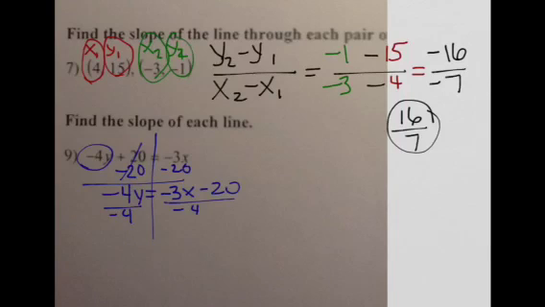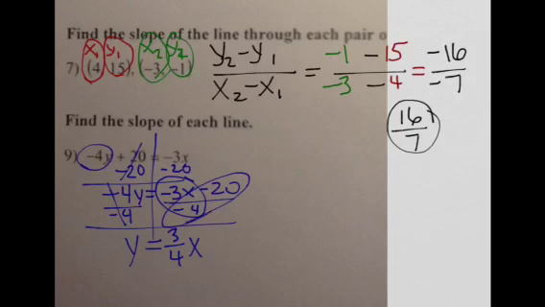All right, so let's go ahead and finish that out. And the -4's cancel, leaving y. On the other side, -3x divided by -4 makes 3/4 x. And then -20 divided by -4 makes positive 5. That part wasn't necessary because really all we needed was the slope, which in this case would be the fraction 3/4.